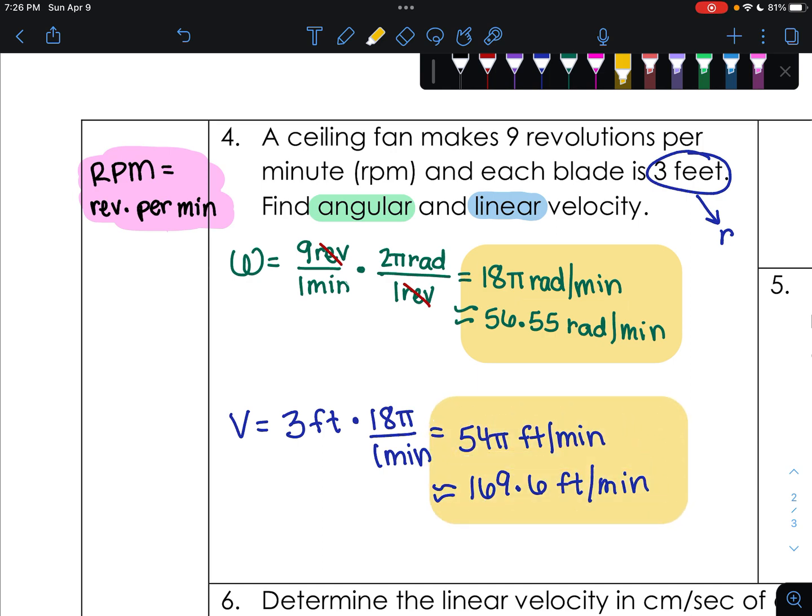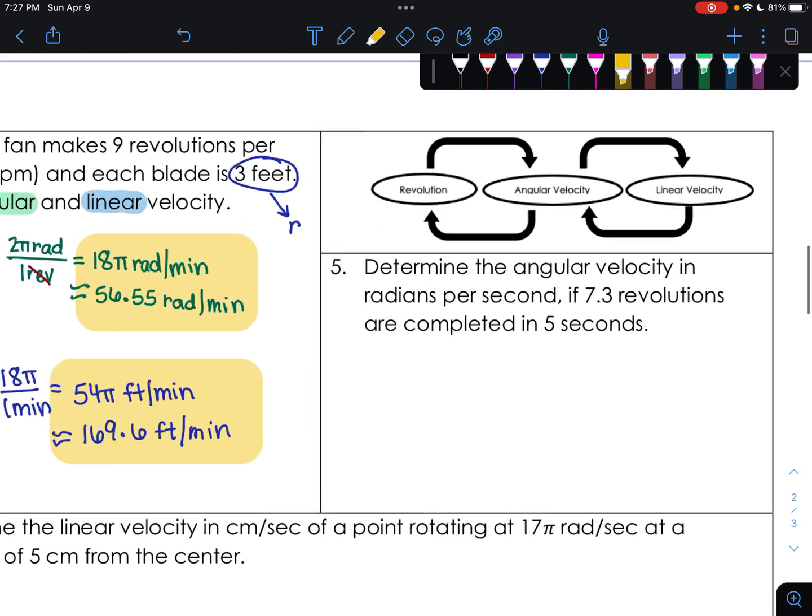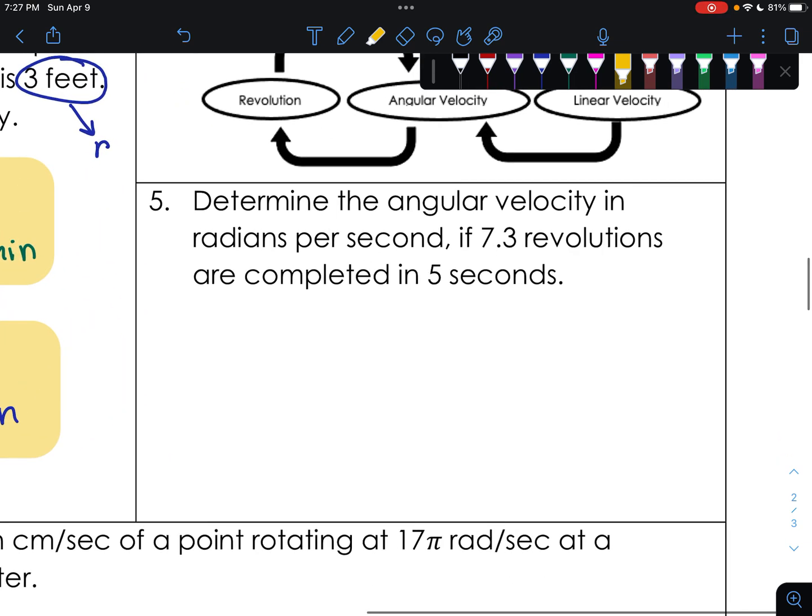Okay, let's look at example 5, and then we'll talk about the diagram that's above. Determine the angular velocity in radians per second if 7.3 revolutions are completed in 5 seconds. Okay, so we want to find the angular velocity. Angular velocity is the following formula. We have omega, which is equal to theta divided by time.